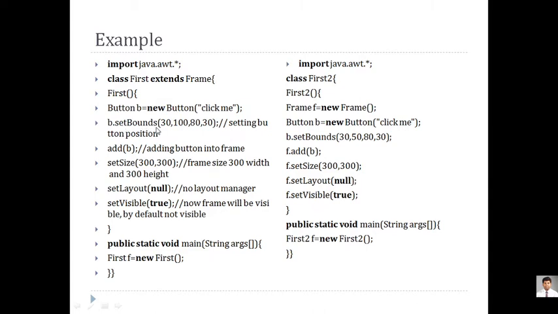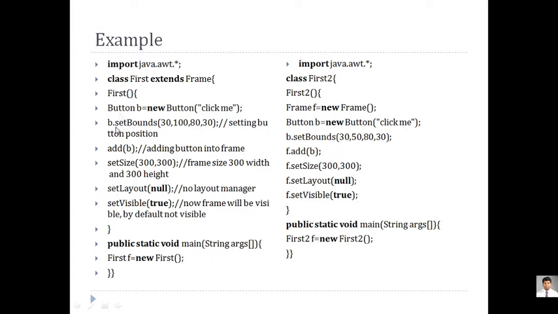And then b.setBounds. This is for the purpose of specifying exactly what location I want to display this button. So setBounds are nothing but the boundaries. These are the x and y coordinates, and then the width and height, whatever width and height you want for this button. So b.setBounds means this button will be displayed at 30 on the x-axis and 100 on the y-axis, with a width of 80 and height of 30 pixels. So x coordinate, y coordinate, width, and height: these are the four parameters required for displaying this button.